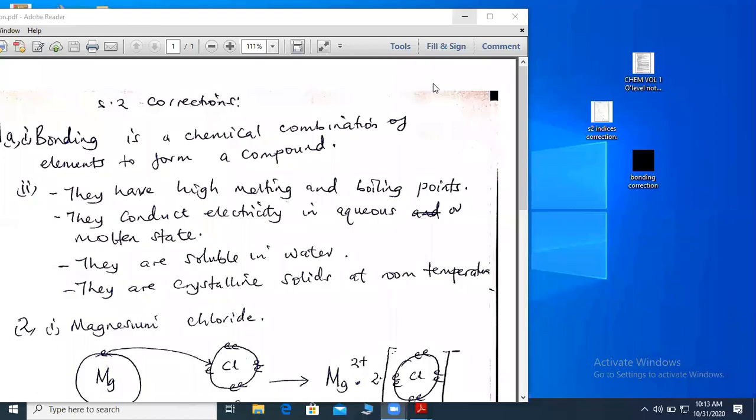So we have defined bonding as the chemical combination of elements to form a compound. The other question was, you give the characteristics or properties of compounds that are formed by ionic bonding. They were physical properties.